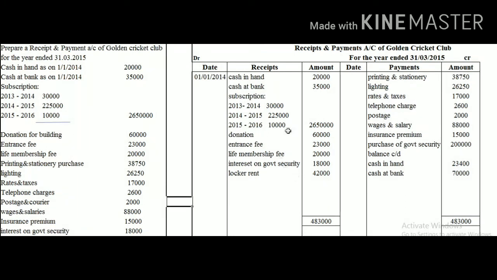The main importance of preparing receipts and payment account is the subscription. The amount of subscription or the amount of receipts related to current year, future period and previous years are recorded in the receipts and payment account. Here the subscription for previous year, subscription for current year and subscription for future year are recorded in this receipts and payment account. So this is all about the preparation of receipts and payment account.